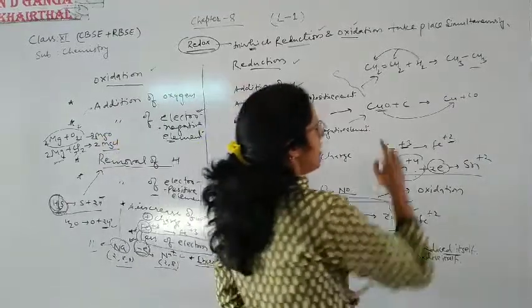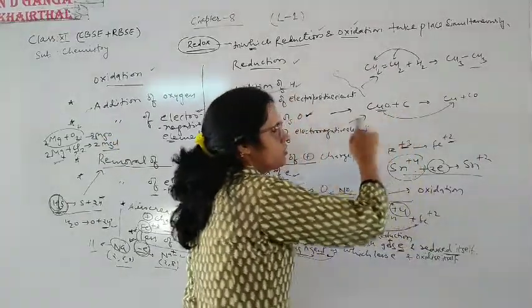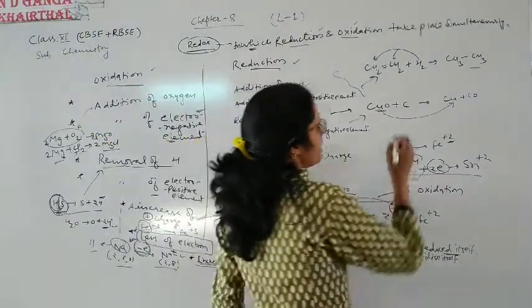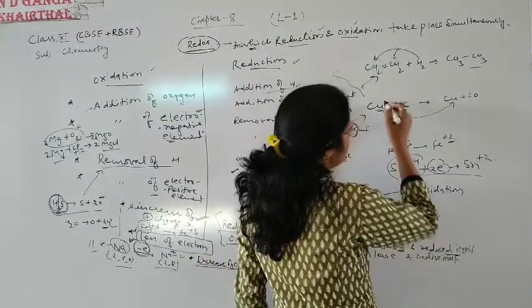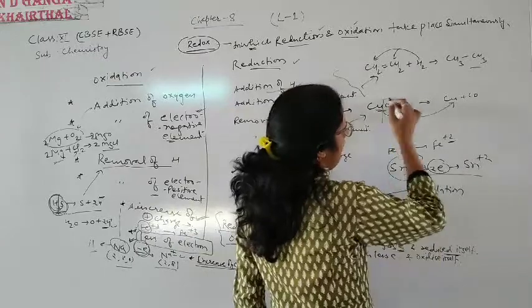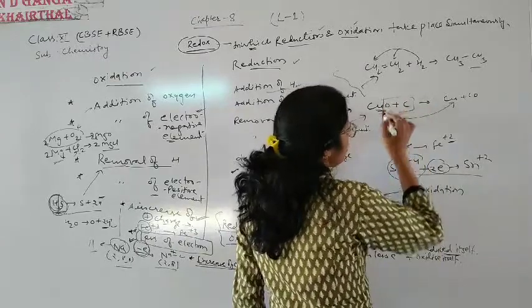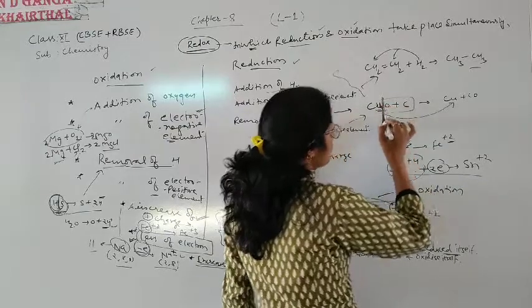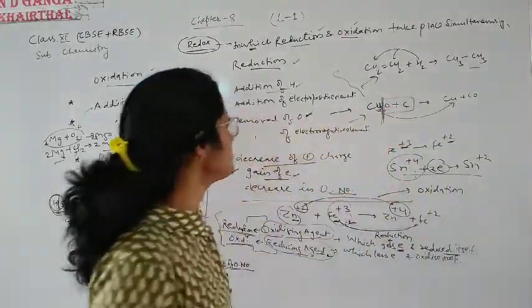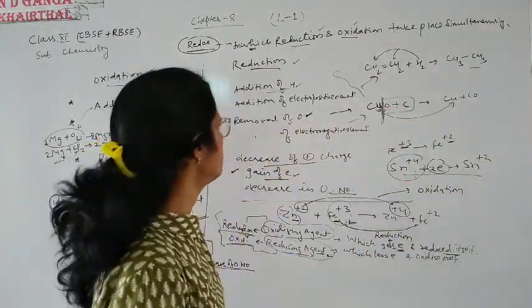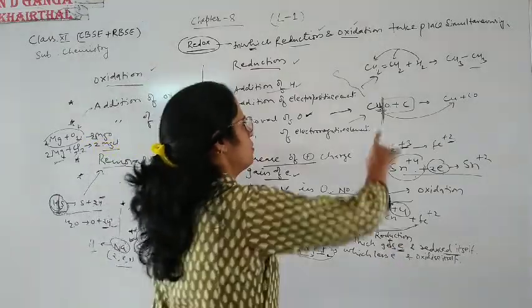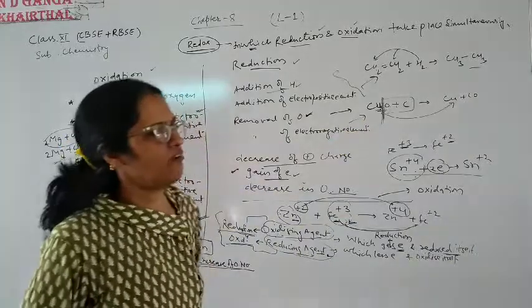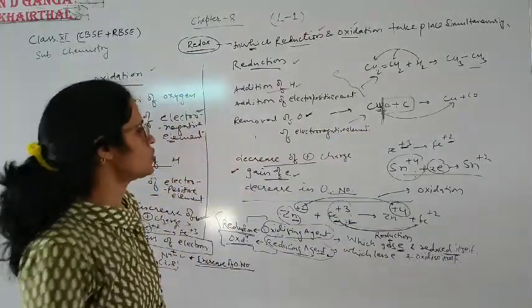Oxygen is an electronegative element, so in other words removal of an electronegative element. Clear? For example, when we treat carbon with CO2, this compound breaks down and forms CO. So the removal of oxygen from this is known as reduction. Or loss of an electronegative element is known as reduction. Clear?